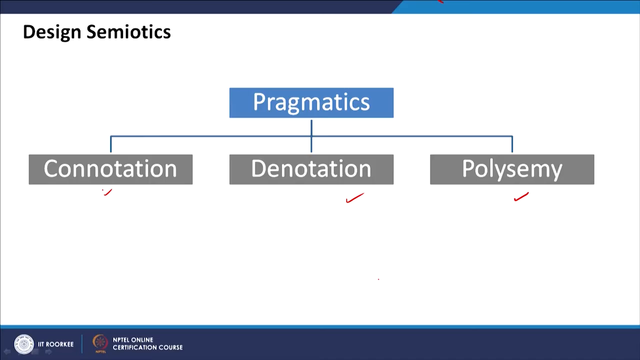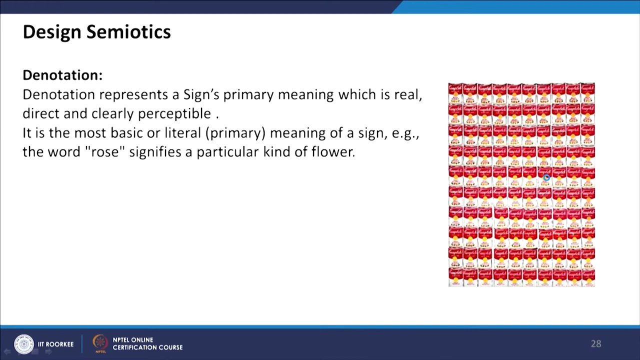So there can be connotation, the way the meaning is transferred. It can be connotative meaning, it can be denotative meaning, and there can be polysemy. First, let's discuss denotation. Denotation is a representation of a sign's primary meaning, which is real, direct and clearly perceivable. It is the most basic literal primary meaning of the sign. Example, any word which is written like that.